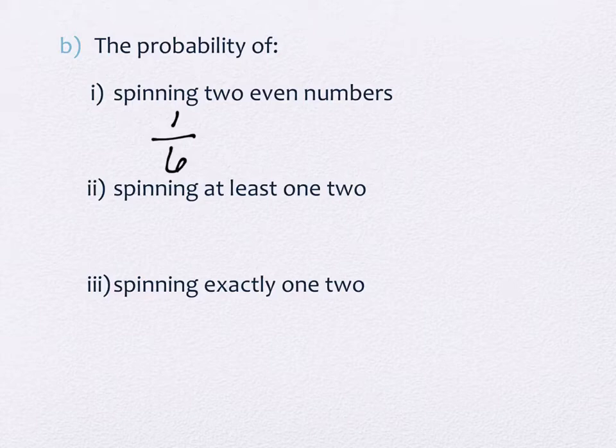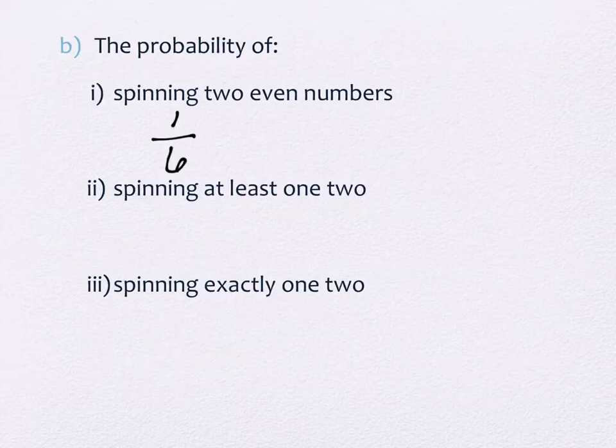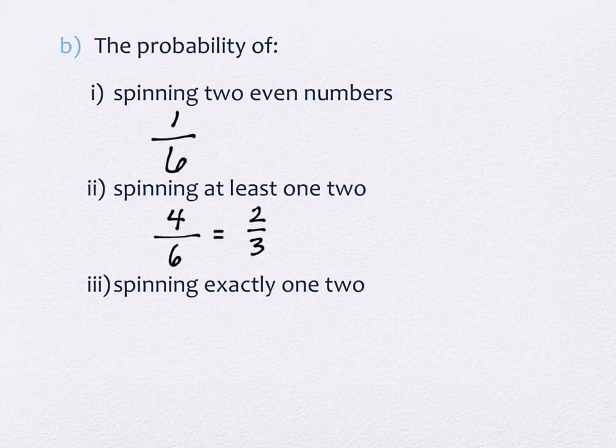The second one says spinning at least one 2. So if we go back over here and we look for all of those possibilities, we're going to look for everything that has at least one 2 in it. And those are all of them, I believe. That's 4. So we have 4 of them that have at least one 2 out of 6. What should I do? I should reduce, right? We're going to reduce when we can. So this actually reduces to 2/3. Very good.